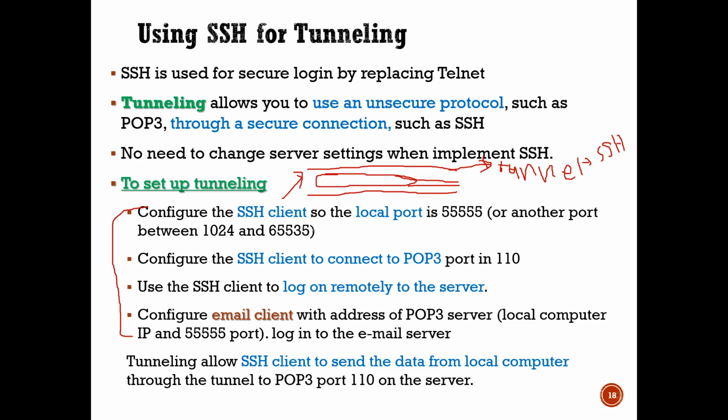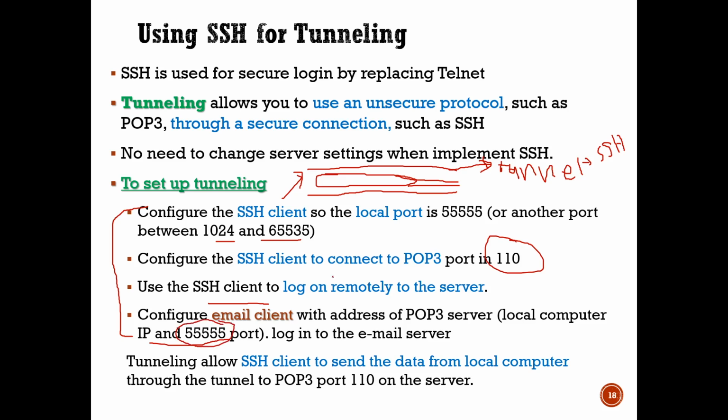So configure the SSH client so that the local port is, for example, I'm saying 555 or another port between this number and of course any number above 1024. So configure the SSH client to connect to POP3 on port 101, and then we use the SSH client in order to log in remotely to the server. Okay, and then finally we configure the email client with the address POP3, that is actually the local computer. So the POP server here now is already the local computer, using the local computer and this port number.